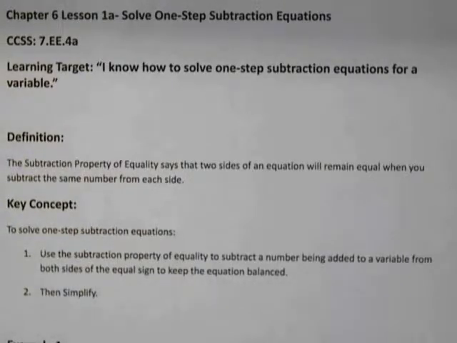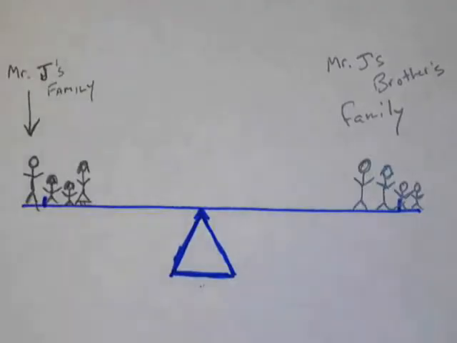It's the subtraction property of equality, and what that property says is that two sides of an equation will remain equal when you subtract the same number from each side. I want to show you what this pretty much looks like. Here's an example to illustrate what the subtraction property of equality is really saying.